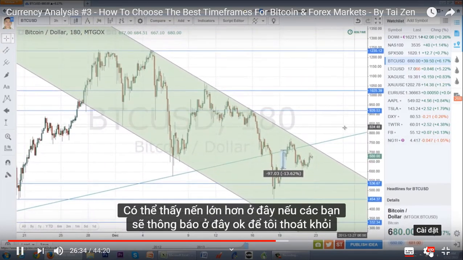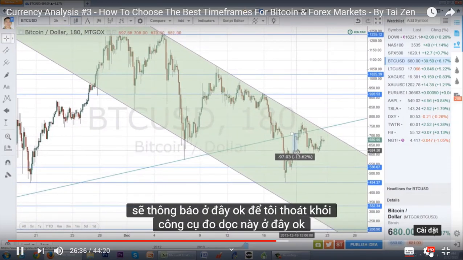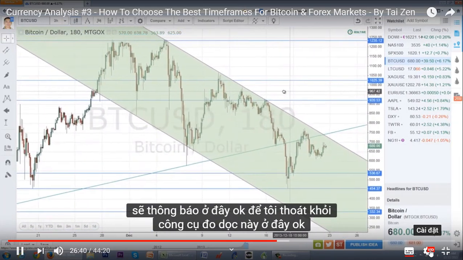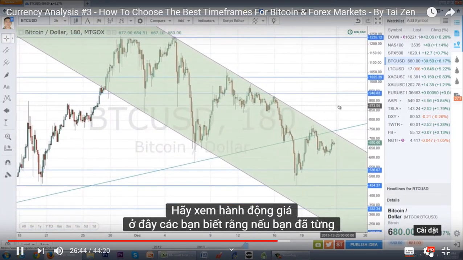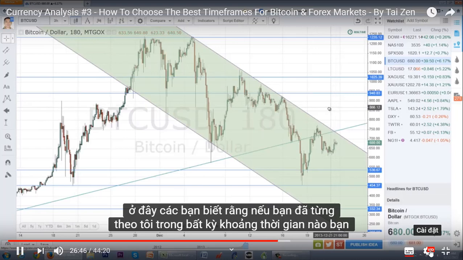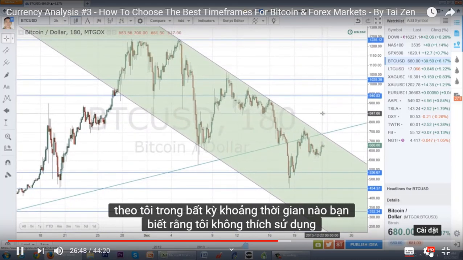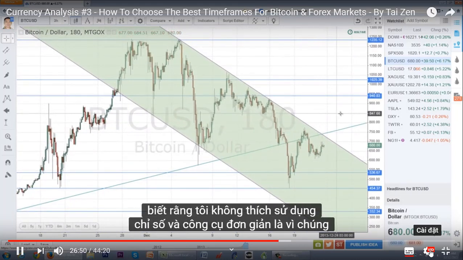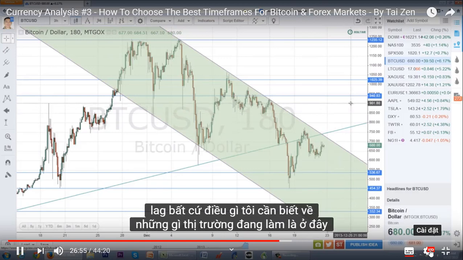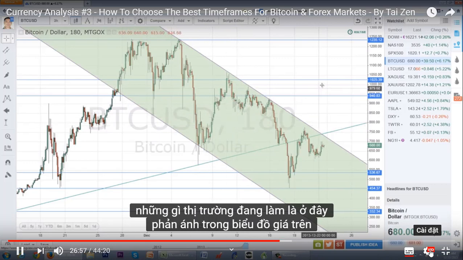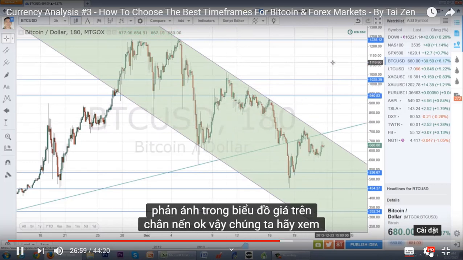If you guys will notice here, let me get rid of this vertical measuring tool. Let's take a look at the price action here, guys. If you've been following me for any period of time, you know that I do not like to use indicators and stuff simply because they lag. Anything that I need to know about what the market's doing is right here reflected in the price charts on the candlesticks. So let's take a look here.